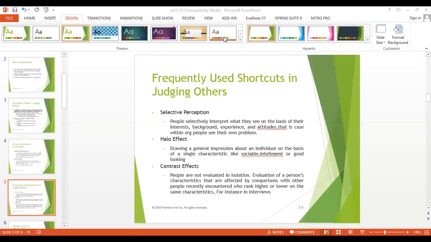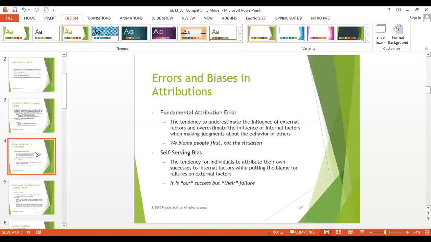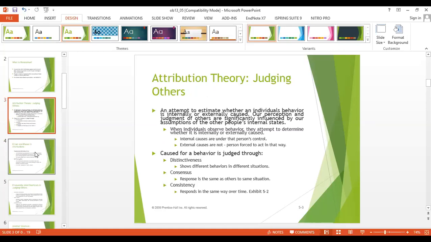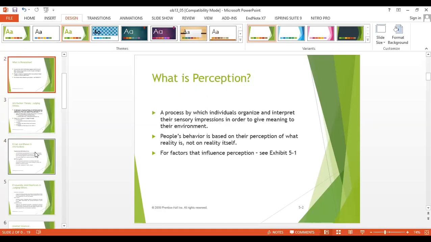So previously we discussed the errors and biases in attributions, fundamental attribution errors and self-serving bias. In the previous part we discussed this, and then the attribution theory. Then what is the meaning of perception?